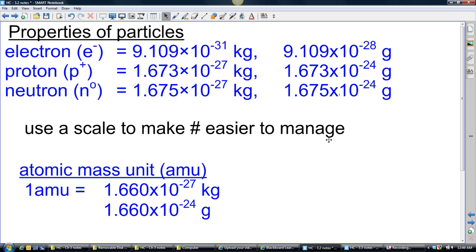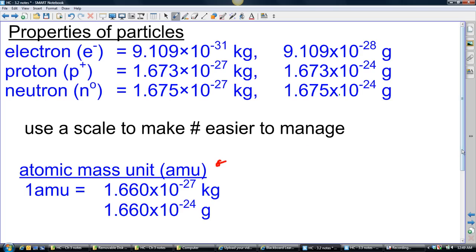So they created what we call the atomic mass unit, simple designation, AMU. The definition of 1 AMU is 1.660 times 10 to the minus 27 kilograms, or 1.660 times 10 to the minus 24 grams. You will see them published in different places with maybe a few extra digits, maybe in some places with fewer digits. Now, what's the significance of these?